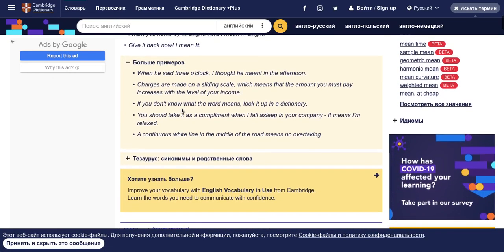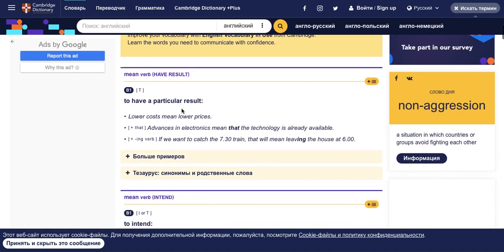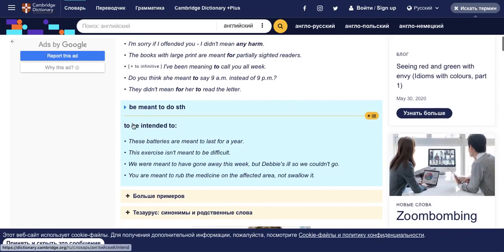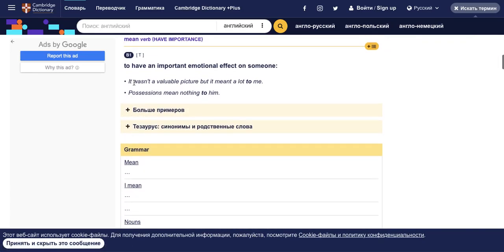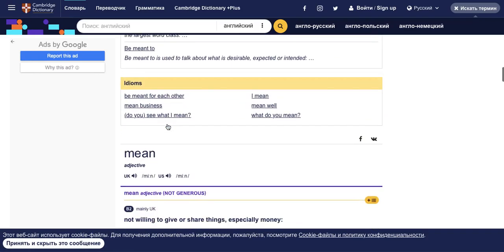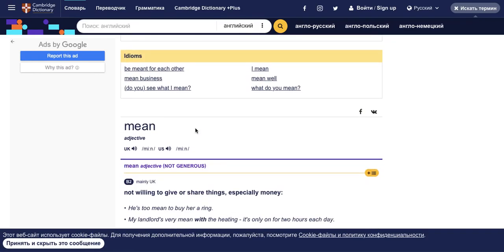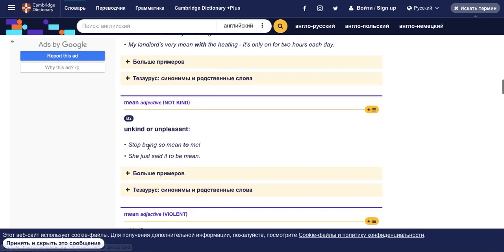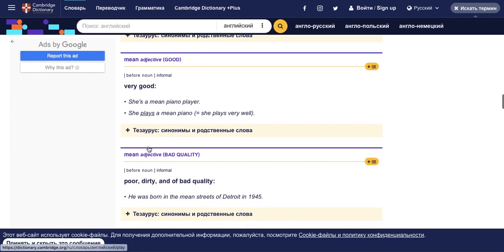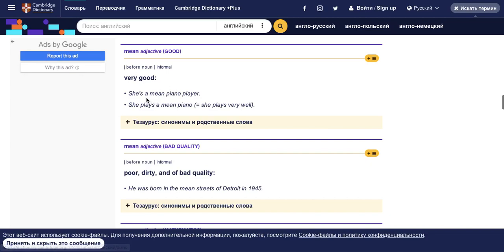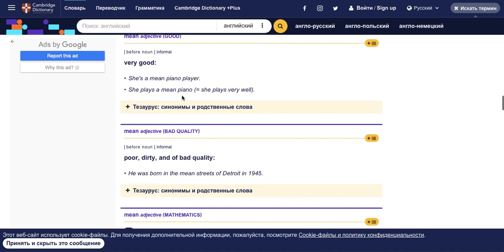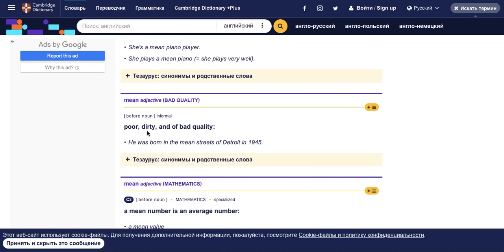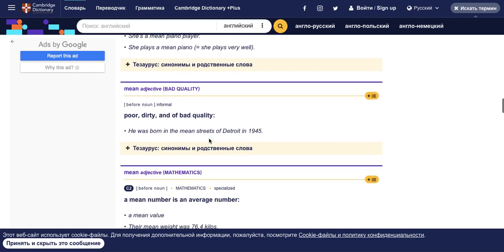where the word is explained. So here you can find again B2, B1 level, and B1 level having importance, so the meanings are absolutely the same as we've just looked at in the previous dictionary. Here comes mean as an adjective, B2 level, not generous, B2 level, unkind. Also, one more meaning, very good. He's a mean piano player, meaning mean is very good, perfect, superb. Also, one more is poor, dirty, or of a bad quality.